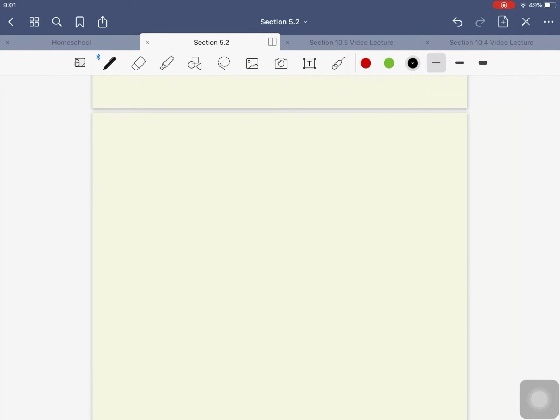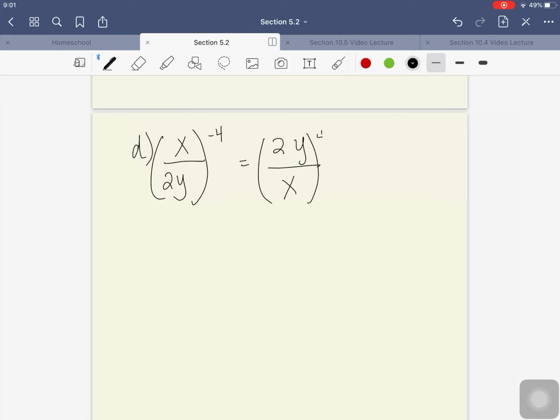All right, let's try another one. Okay, x over 2y, and this is to the negative fourth power. Okay, so everything inside the parentheses is raised to a negative exponent, so let's flip the whole thing and make it 2y over x, and now this is to the positive fourth power, and then everything inside the parentheses is raised to the fourth power. 2 to the fourth power is 16, y to the fourth over x to the fourth.